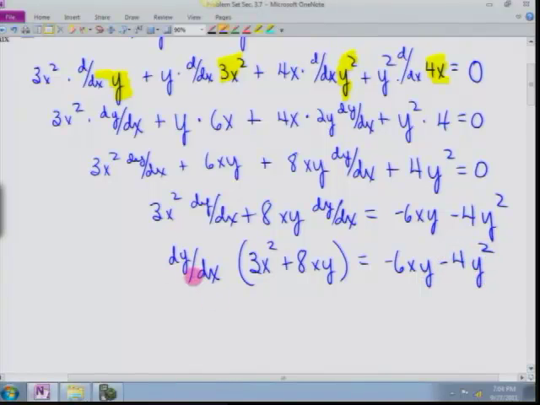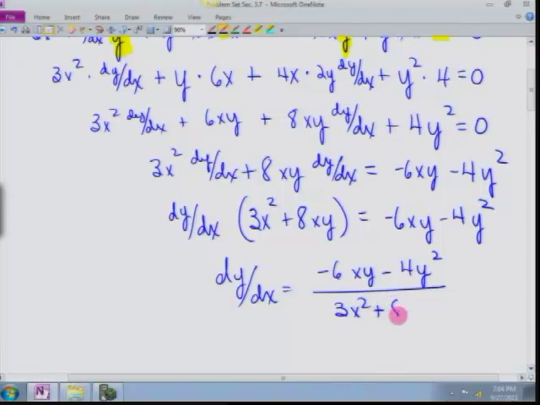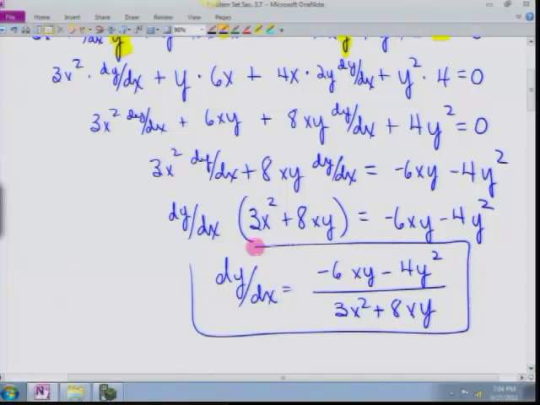And if we're solving for this, what are we going to divide by? This whole thing. Okay? So dy/dx is negative 6xy minus 4y squared over 3x squared plus 8xy. Why did you move that? Sorry. That's okay. Why did you move these guys over here? Yes, we're trying to isolate dy/dx.